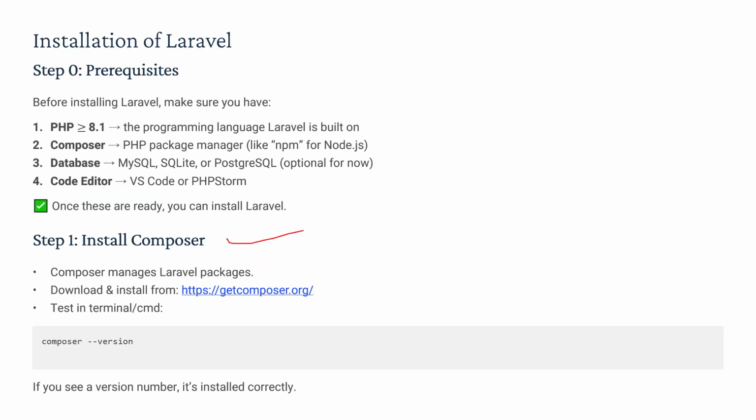Step 1, install Composer. We go to the website getcomposer.org and download Composer. After installing, we open the terminal and type this command. If we see the version number, that means Composer is working correctly.